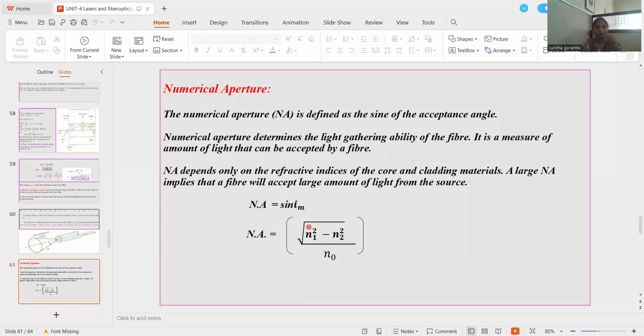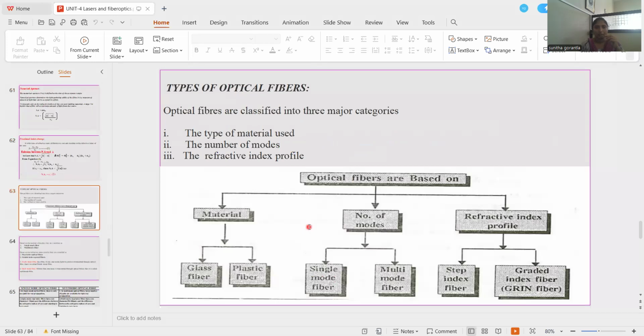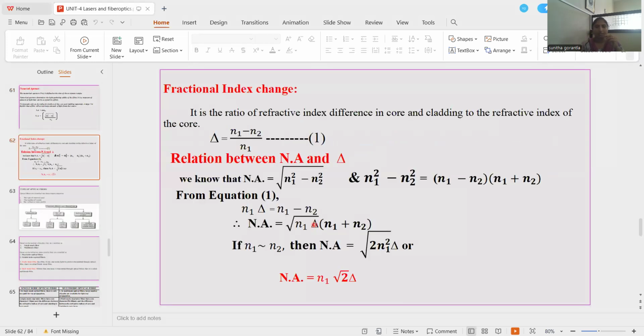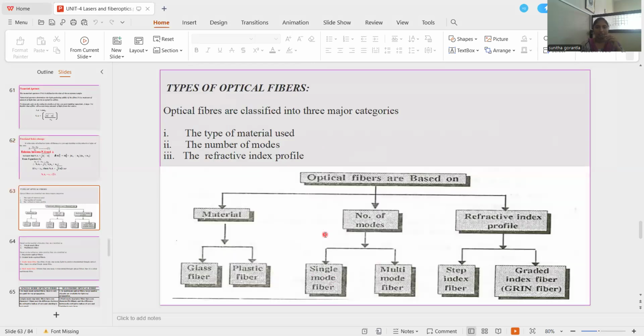Next, the relation between the numerical aperture and fractional refractive index change. The fractional refractive index change delta is equal to N1 minus N2 by N1, and the numerical aperture NA is equal to square root of N1 square minus N2 square by N naught. N naught is the refractive index of air, which is equal to 1. So the relation between NA and delta is NA equal to N1 into square root of 2 delta. This is the relation between the numerical aperture and fractional index change.